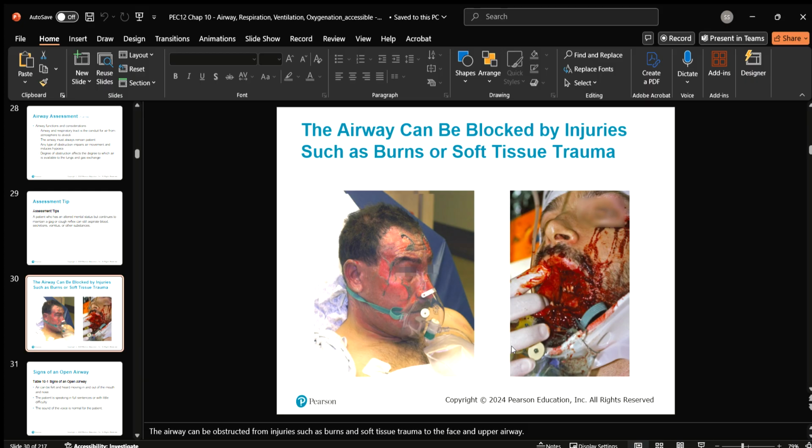So let's say we are called to the scene of a fire, and we have one patient, a 34-year-old male, and we ask him, hey, what's your name? How you doing? Talk to me. And his voice is very hoarse, very raspy. What's our main concern there? Yes, so he's got swelling going on in his throat. And what is our biggest concern?